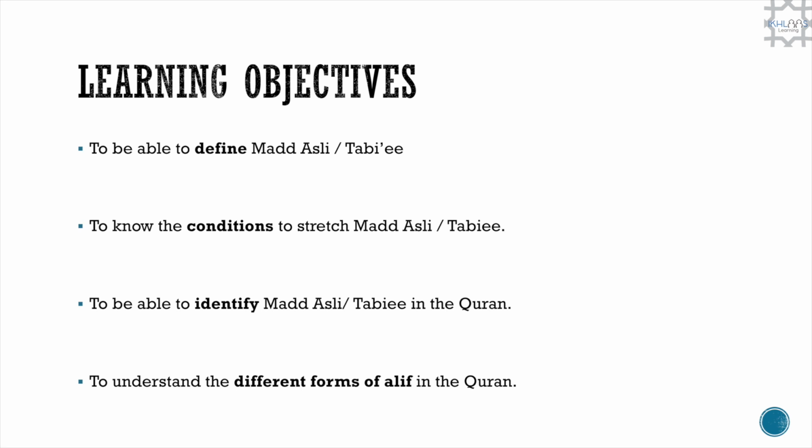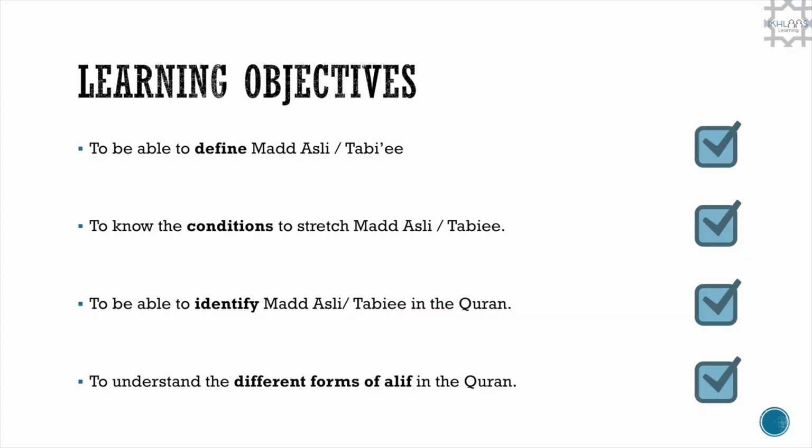So what have we learnt in this lesson? We are able to define mad asli or mad tabi'i. We know the conditions to stretch the mad asli, mad tabi'i. We are able to identify mad asli, mad tabi'i in the Quran. And finally, we can understand the different forms of alif in the Quran.